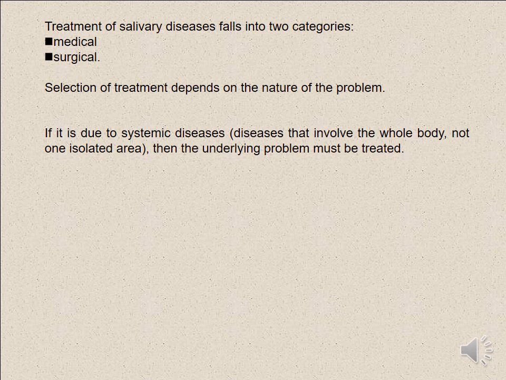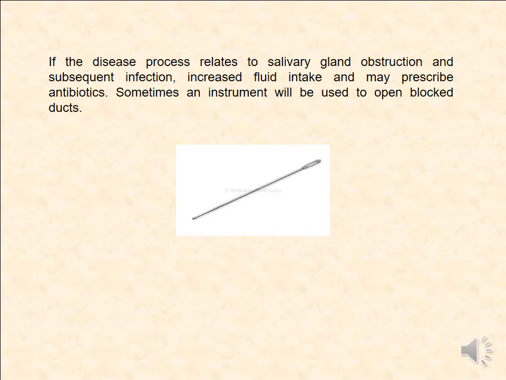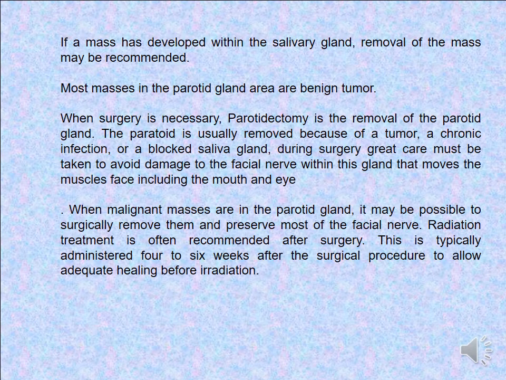Treatment of salivary gland disease falls into two categories, medical or surgical. Selection of treatment depends on the nature of the problem. If it is due to systemic disease that involves the whole body, not one isolated area, then the underlying problem must be treated. If the disease process is related to salivary gland obstruction and subsequent infection, increase fluid intake and sometimes prescribe antibiotics. An instrument will be used to open the blocked duct, a salivary probe, similar to the one used to open the nasolacrimal duct.